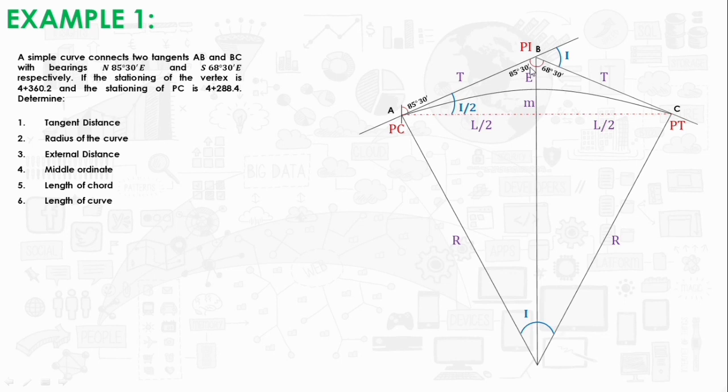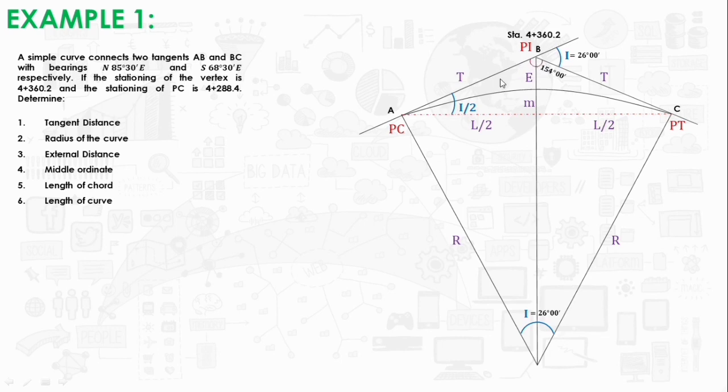So, if we add these two, 85 degrees and 30 minutes plus 68 degrees and 30 minutes, magiging 154 degrees. So, diba, from here to here, meron yung angle na 180 degrees since straight line siya. So, if this is 180 degrees and this is 154 degrees, therefore, the angle of intersection I is equals to 26 degrees and 0 minutes, or simply 26 degrees. So, if this is 26 degrees, the central angle must also be 26 degrees. So, ang kalahati nito, yung I over 2, is 13 degrees. Ito naman, 13 degrees. And also, this one is 13 degrees.